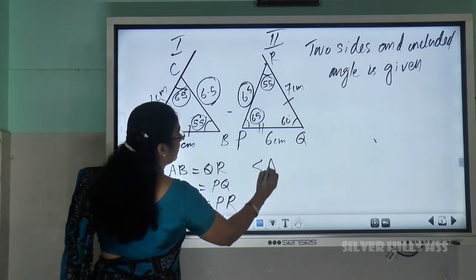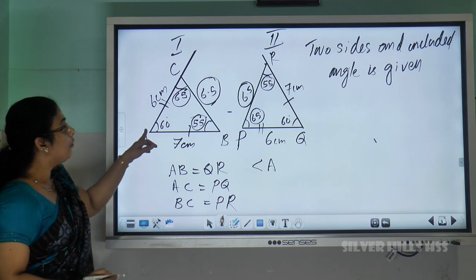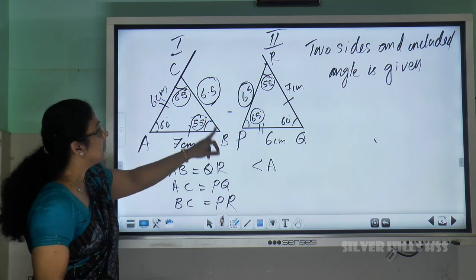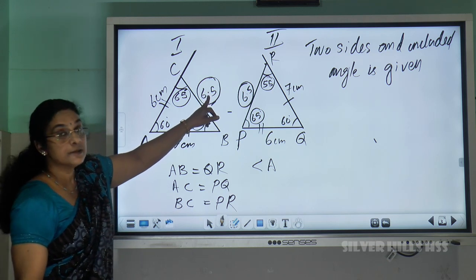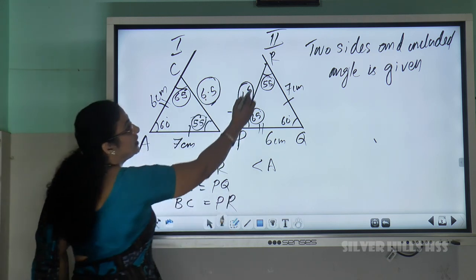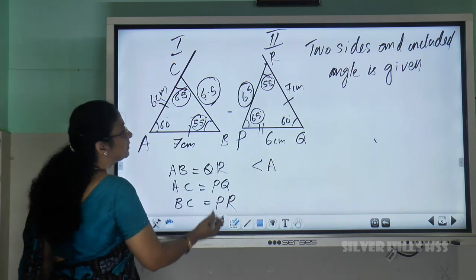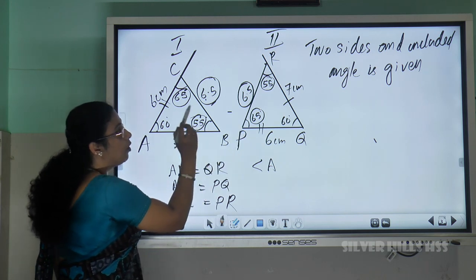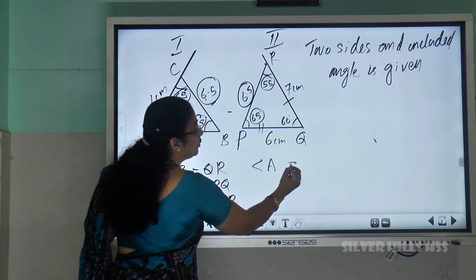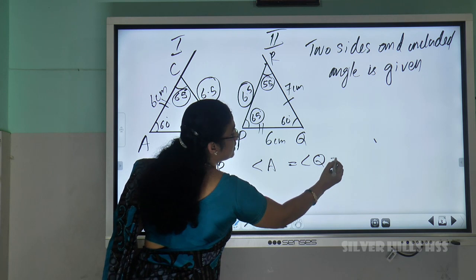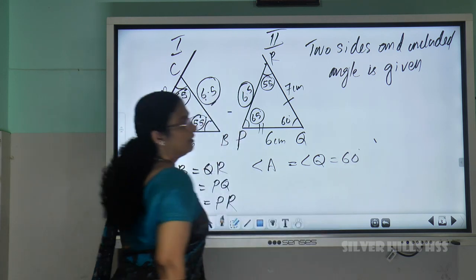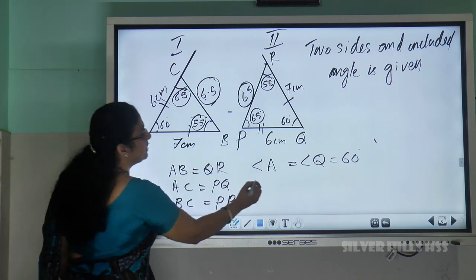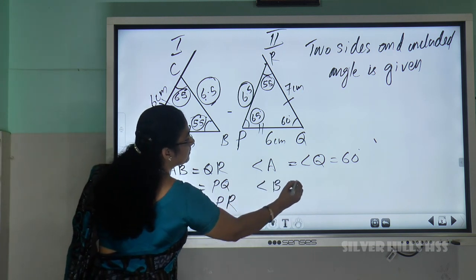Angle A is opposite to BC. BC is 6.5 centimeter. Here in the second triangle, the 6.5 centimeter side is PR. Opposite of PR is angle Q, which is equal to 60 degree. And the next angle in ABC is angle B.